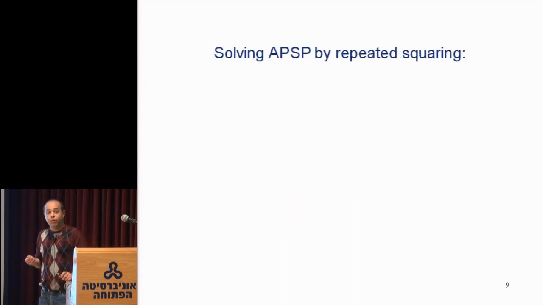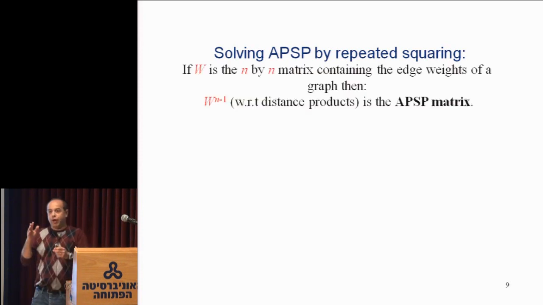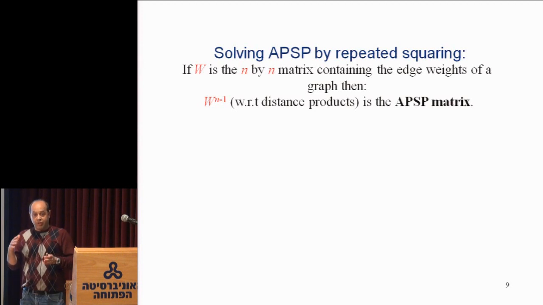But why is it good for the shortest path problem? So remember that we think of our input graph as being represented by a matrix. So suppose our graph is the matrix W. The entries are reals, and some of them are infinity, right? There are no edges between some vertices. And now take this matrix of the graph and raise it to the power of n minus 1. What do I mean by raise it? Raise it using distance product. So I'm assuming this product is associative. It's well defined.